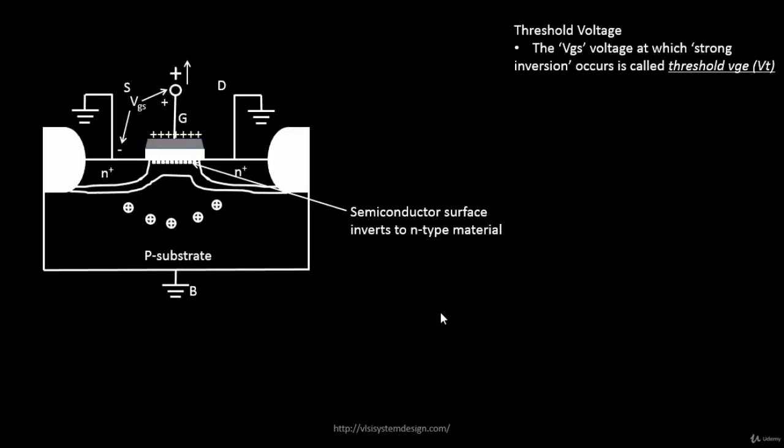So the second region of operation is the linear region. Let's try to look into every detail of it. This is where we had stopped in the cutoff region. The gate to source voltage at which strong inversion happens is referred to as threshold voltage, and your semiconductor surface inverts completely into an n-type material. So over a p-type substrate you have an n-type material, and that's when it's called a strong inversion. The voltage at which that happens is referred to as threshold voltage. That's where we had stopped in the previous videos.